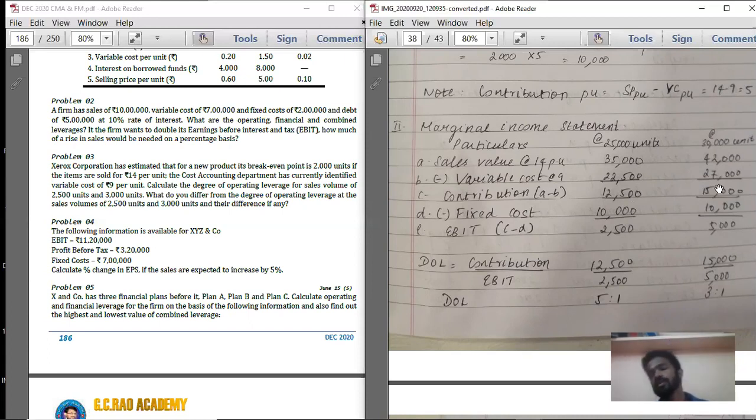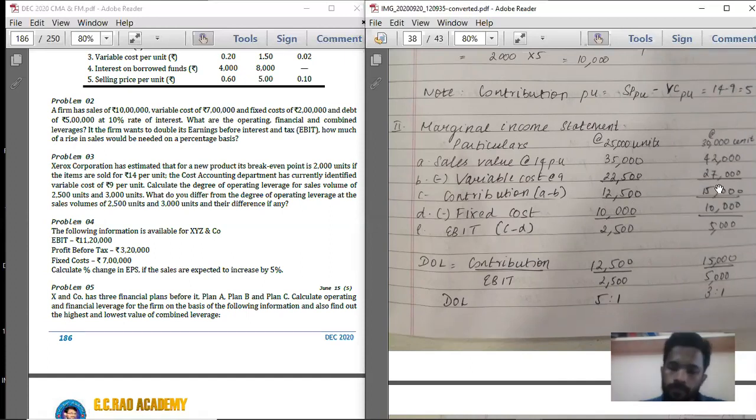So we have easily found the contribution, because sales value we know by multiplying with 14 per unit, that is the selling price per unit, and variable cost we know by multiplying with 9 per unit. So sales value minus variable cost will give contribution, a minus b. 35,000 minus 22,500 is 12,500, and 42,000 minus 27,000 is 15,000.